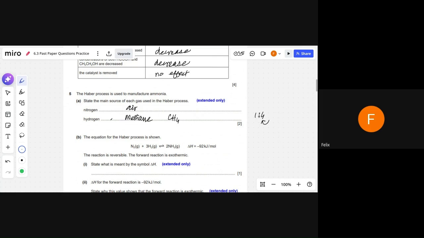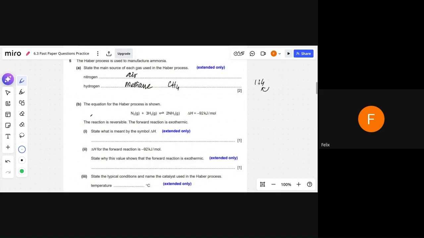Yeah, we move on to the next one. Again, this question is about equilibrium, the Le Chatelier principle. It says that the equation for the Haber process is shown. The reaction is reversible. The forward reaction is exothermic. We can see that because the delta H value is negative. And state what is meant by the symbol delta H. That's enthalpy change.